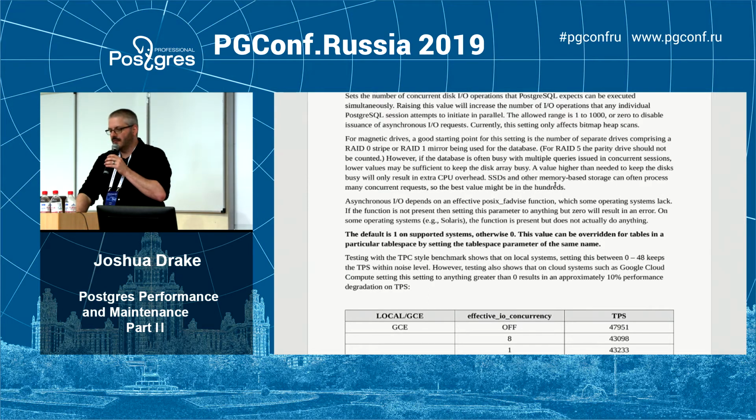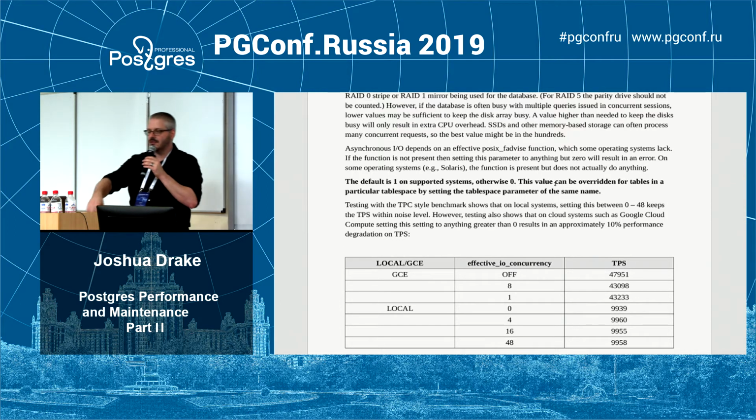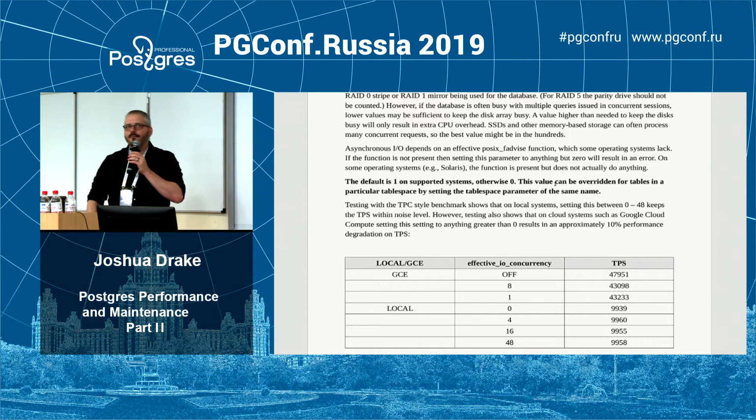However, if the database is often busy with multiple queries issued in concurrent sessions, lower values may be sufficient to keep the disk array busy. A value higher than needed to keep the disks busy will only result in extra CPU overhead. SSDs and other memory-based storage can often process many concurrent requests, so the best value might be in the hundreds, and that is true. I've done some testing, and we'll actually get down to this graph here in a second. Actually, let me finish this, then we'll get there.